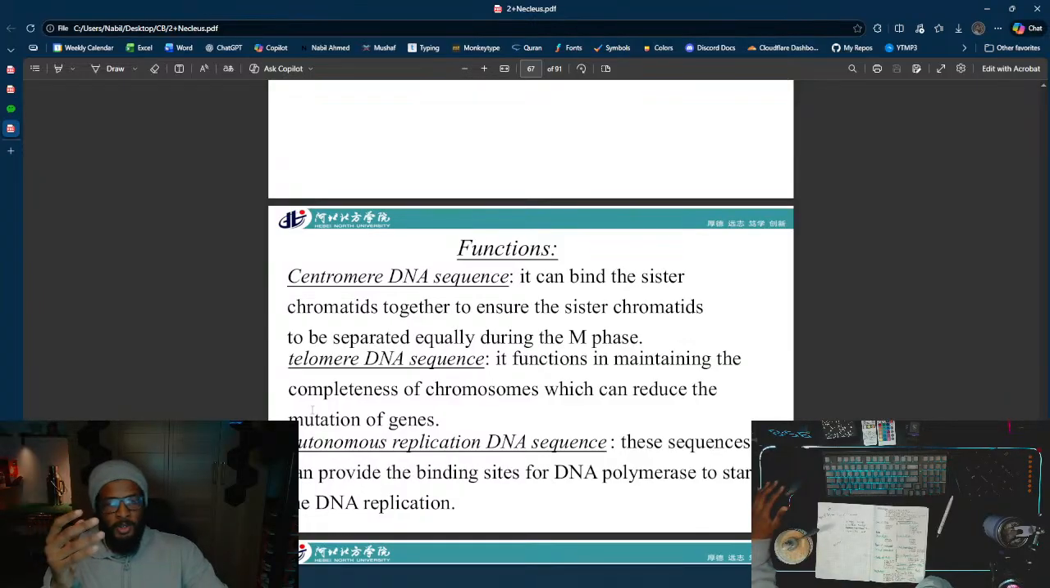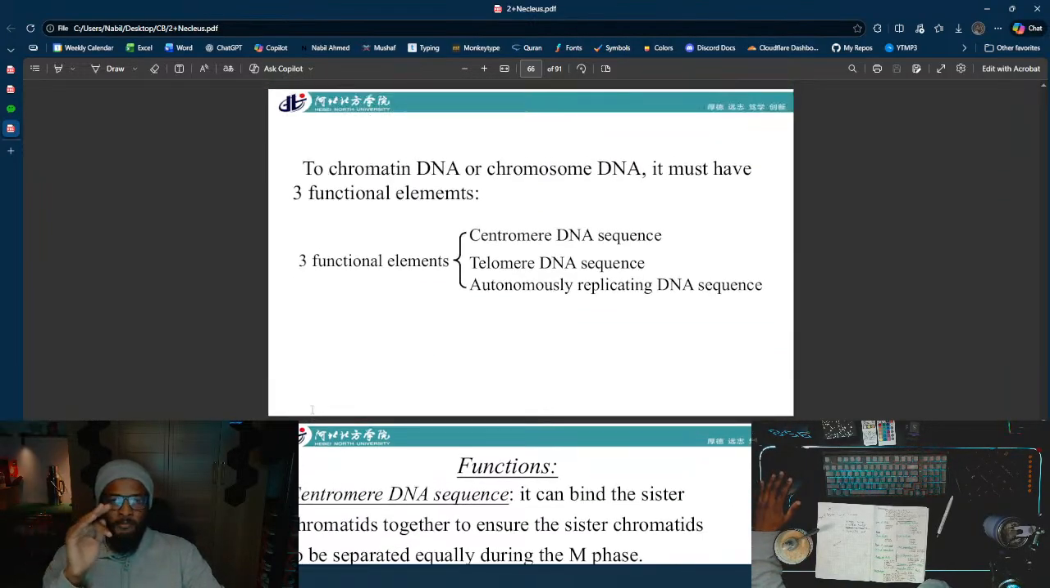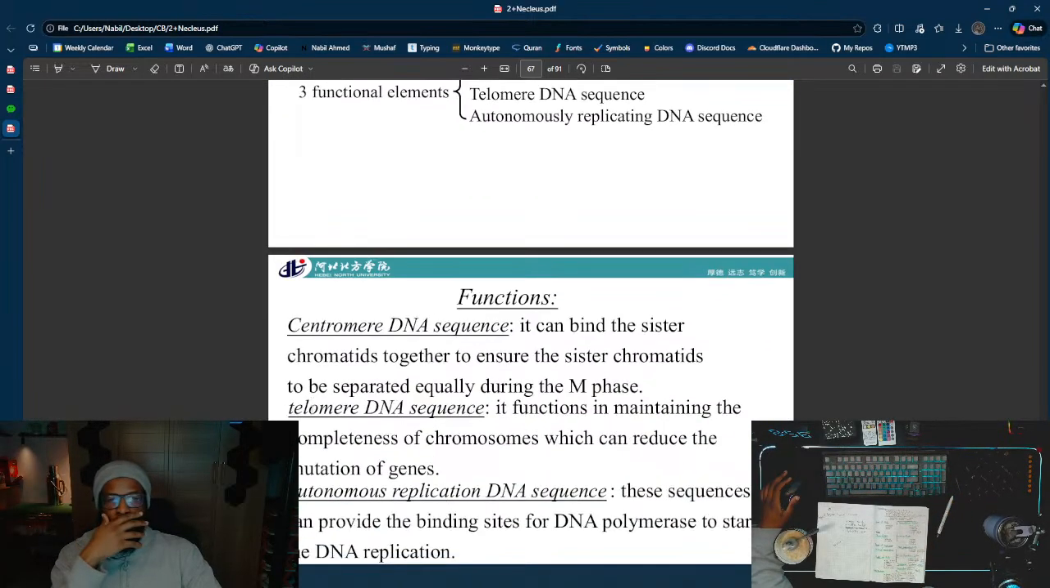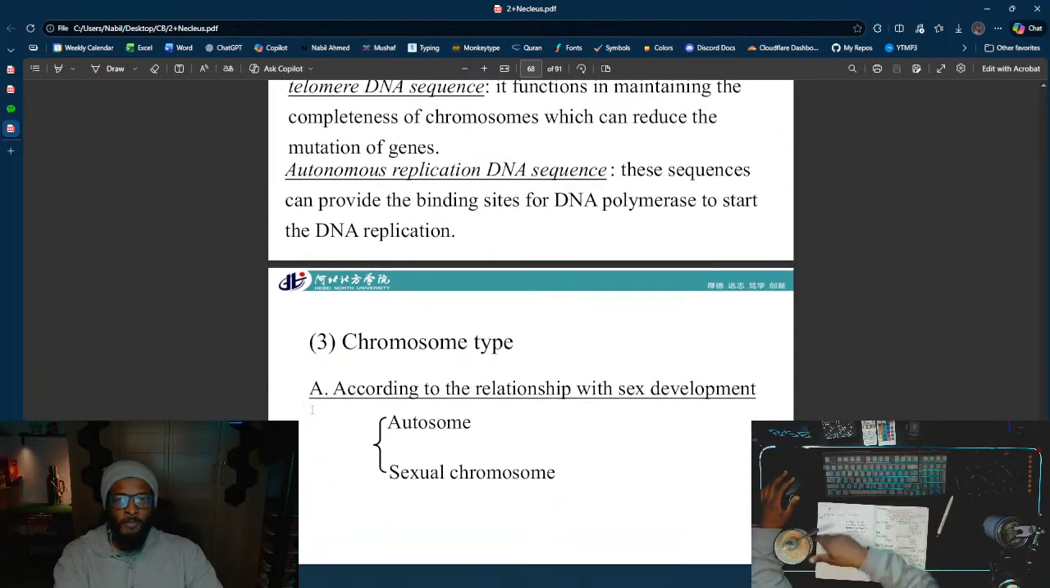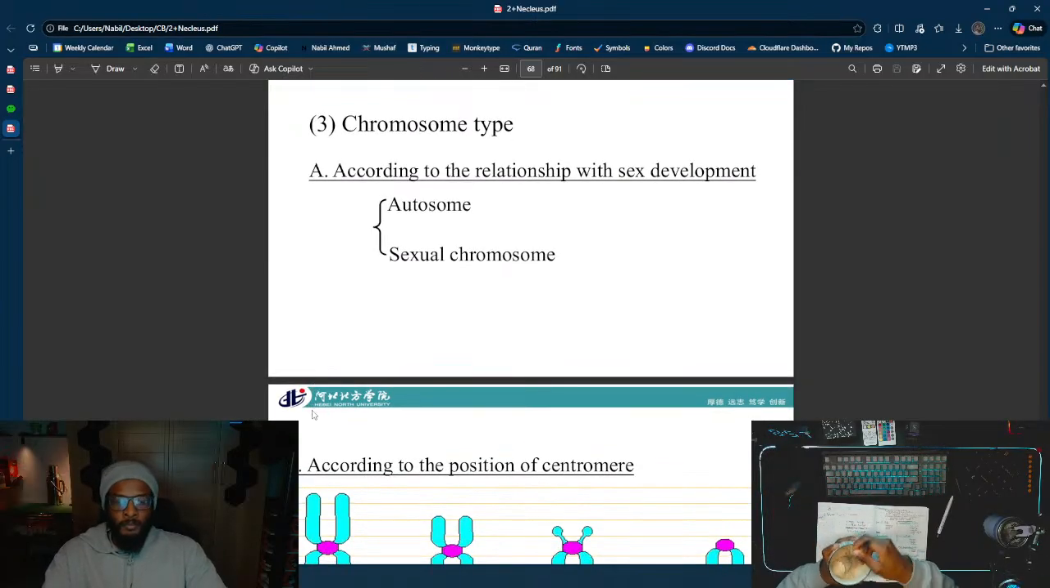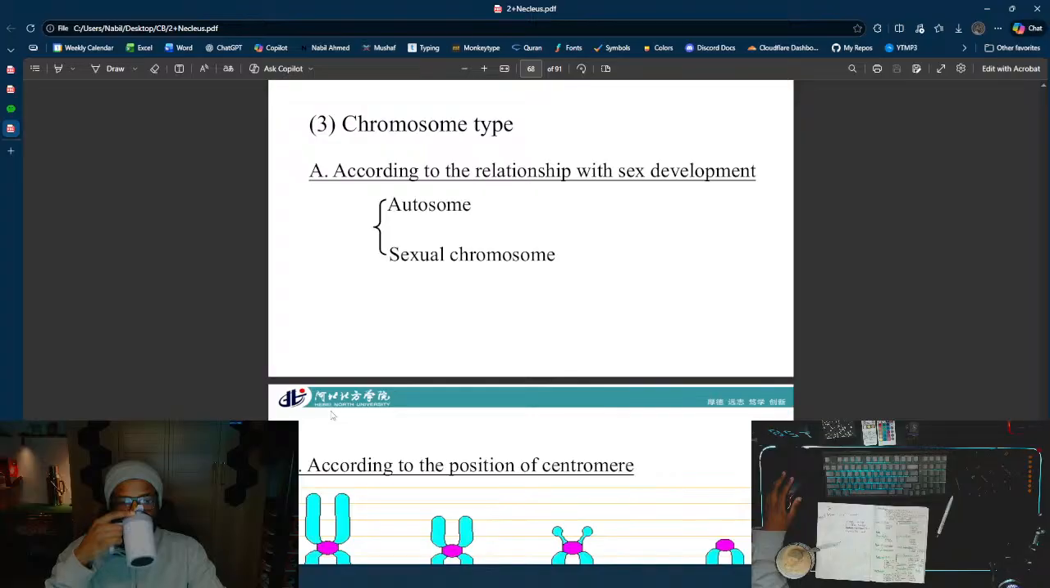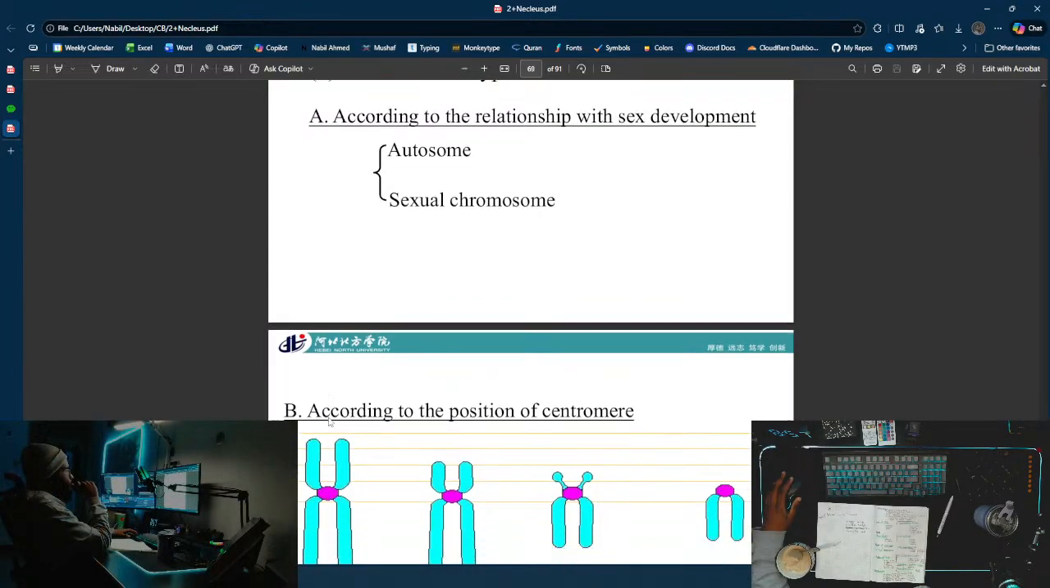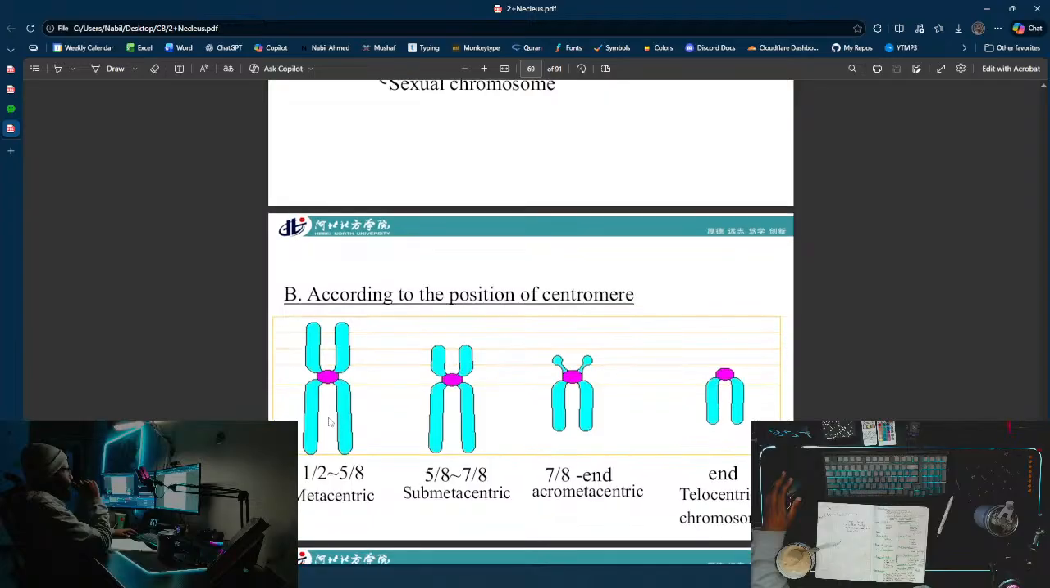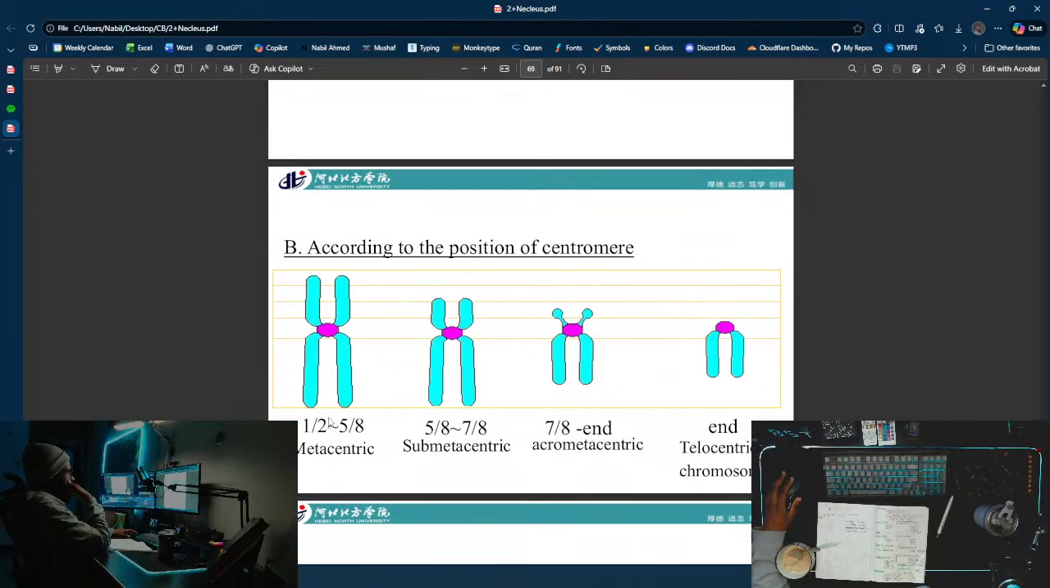So, for a chromosome to be functional, it needs 3 elements: a centromere DNA sequence, a telomere DNA sequence, and an autonomously replicating DNA sequence. Metacentric, submetacentric, acrocentric, and telocentric.